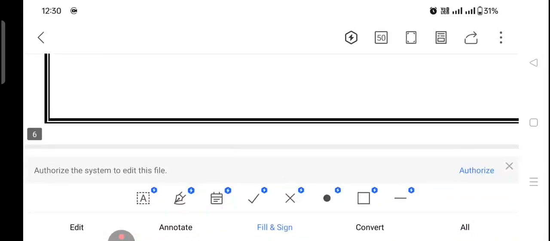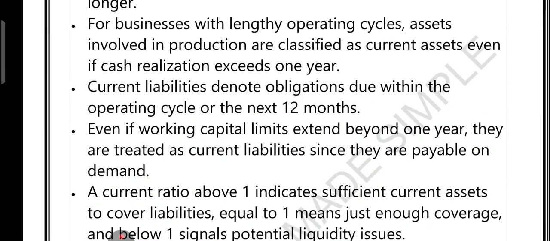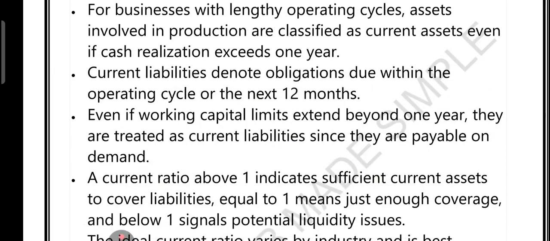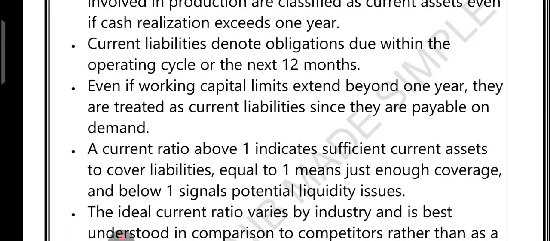Now what is current liability? I hope the current asset definition is clear. Current liability includes amounts due within 12 months or the business cycle, right? Even every type of working capital loan, though sometimes sanctioned for more than a year, is considered current liability because it is payable on demand. Remember, this is a very important thing I am telling you.